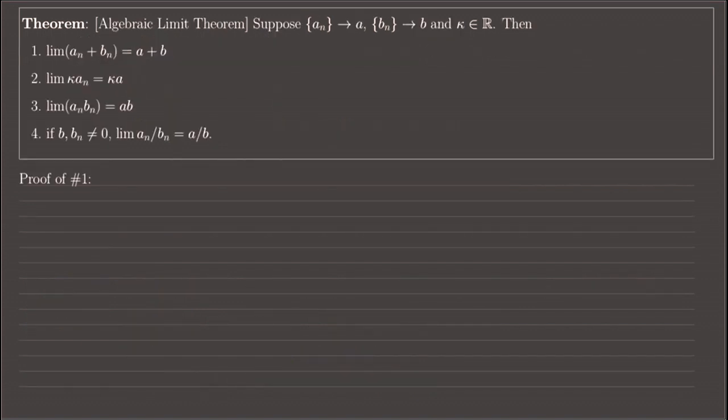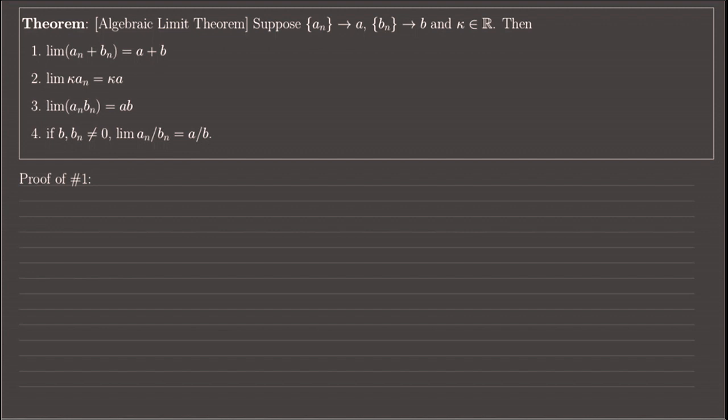Now let's look at the algebraic limit theorem, which gives us a way to combine convergent sequences to form new convergent sequences. So suppose that a_n and b_n are two convergent sequences. The limit of a_n is a, the limit of b_n is b, and let kappa be any real number. Then a_n plus b_n is a convergent sequence, and the limit of the sum is the sum of the limits. So the limit of a_n plus b_n is a plus b.